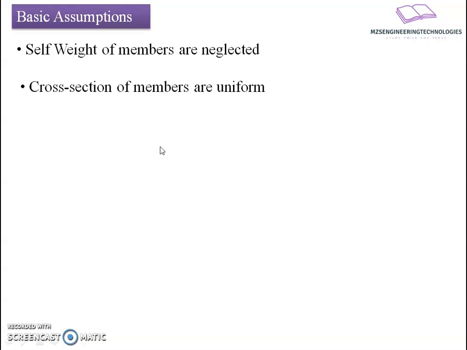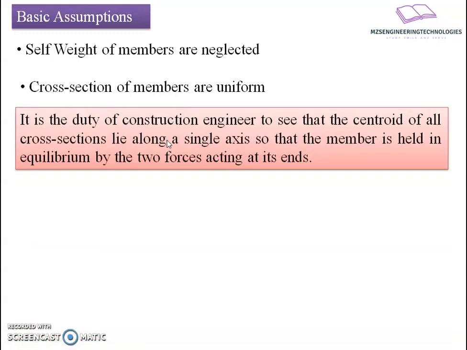If there is a non-uniform cross section, then what will happen? There will be unequal distribution of the stresses, and thereby the validation of your assumption will not be there. So one has to ensure that the cross section of each element within the truss is uniform. If there are certain constraints and this uniformity is not being maintained, then it is the duty of the construction engineer to see that the centroids of all cross sections lie along a single axis, so that the member is held in equilibrium by the two forces acting at its ends.